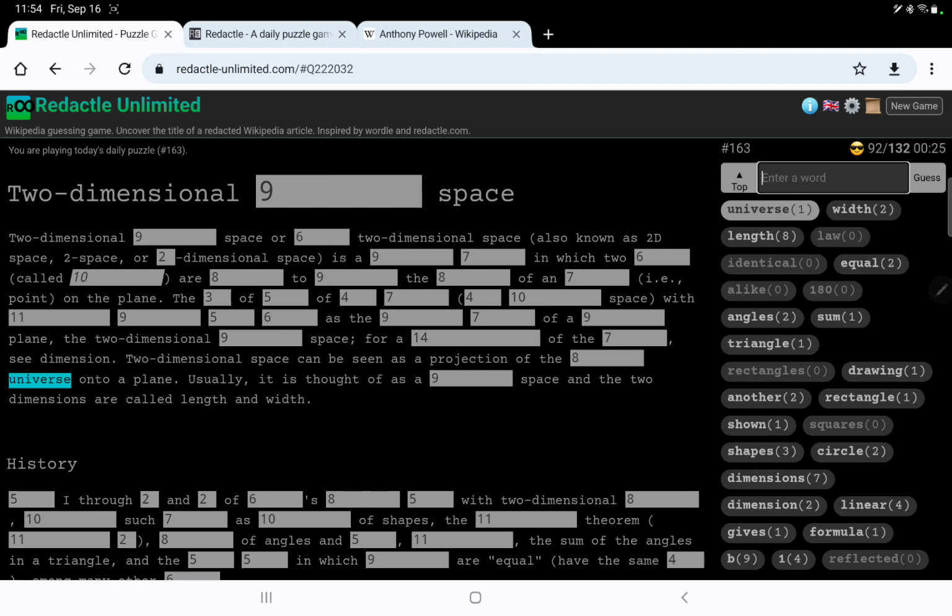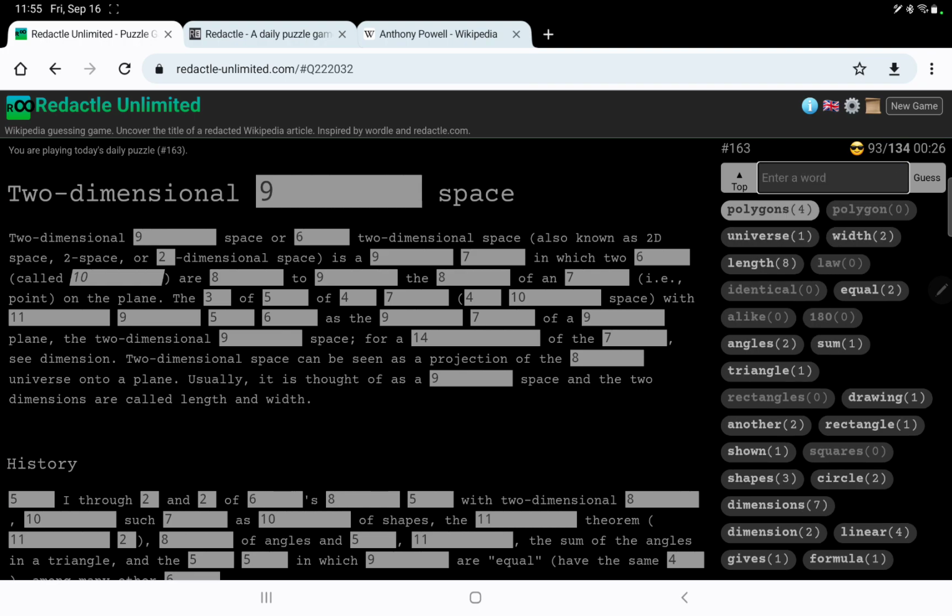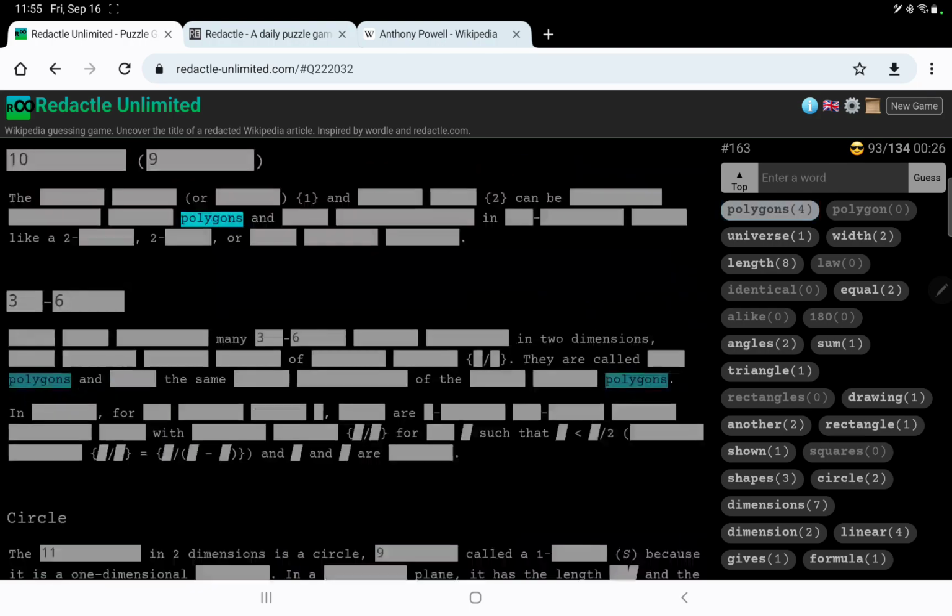Yeah, the something universe. And then what's the more general form of a rectangle called? I'm going to have to pause and rack my brain for that. Oh, of course, a polygon. No polygon. No, let's try polygons. Four polygons, that's good.